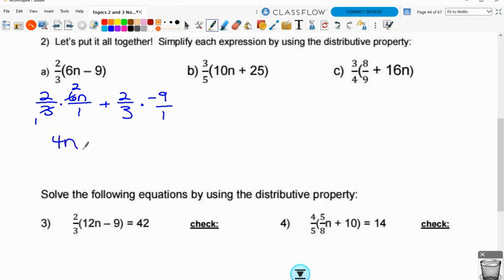And now if I do the same thing with the second multiplication problem, 2/3 times -9 over 1, the denominator 3 and the numerator -9 have a common factor of 3 again. 3 goes into 3 once, 3 goes into 9 3 times. So this is 2 over 1 times -3 over 1. 2 times -3 is -6. So this comes out to be the expression 4n minus 6.